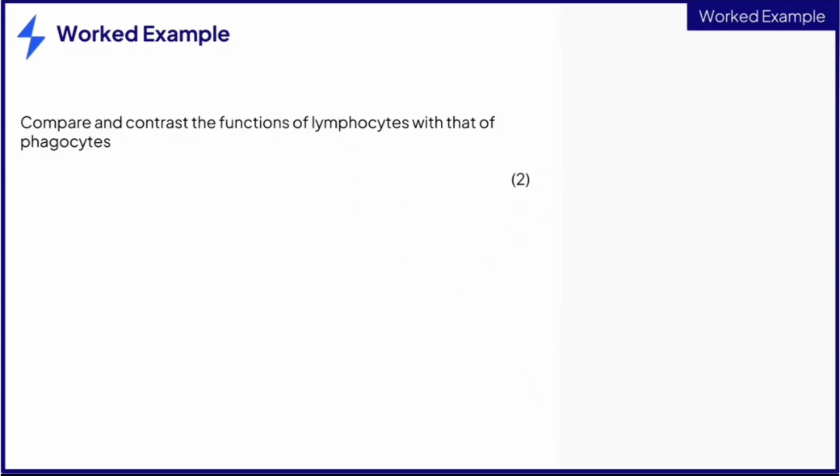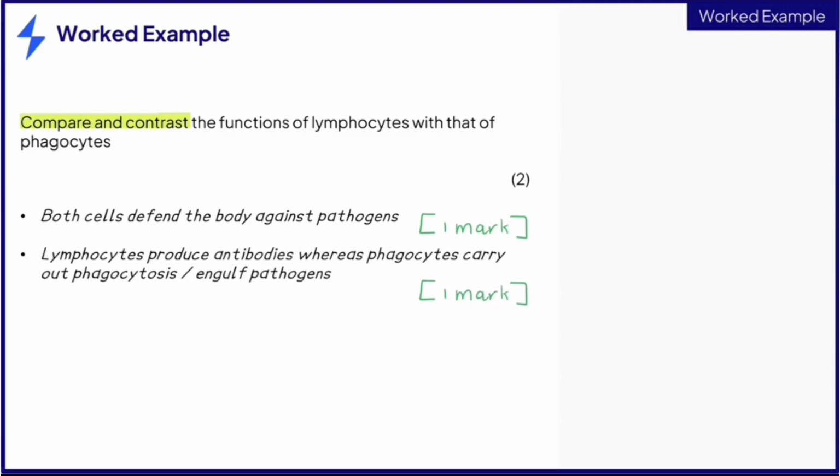Here is an exam-style question where you are asked to compare and contrast the functions of each cell type for 2 marks. We can start by stating that both cells defend the body against pathogens, and then contrast their functions as lymphocytes produce antibodies, whereas phagocytes carry out phagocytosis by engulfing pathogens.